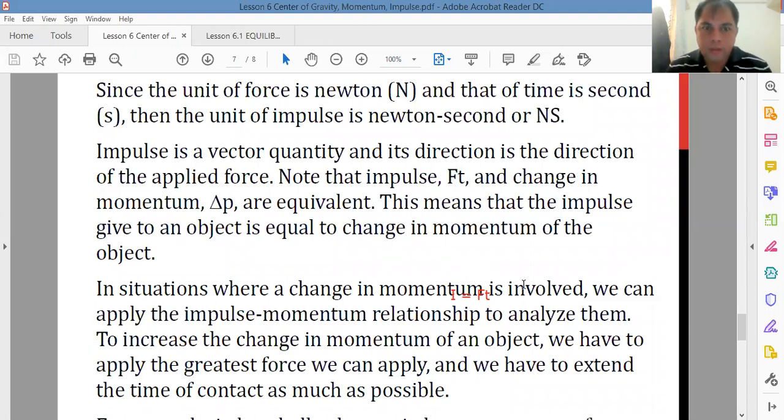Okay, so since the unit of force is Newton and that of time is seconds, then the unit of impulse is Newton second, which is equivalent to kilogram meter per second, which is the unit of our momentum. So impulse is a vector quantity, the same as momentum. Since they are being equated, then both impulse and momentum are vector quantities.